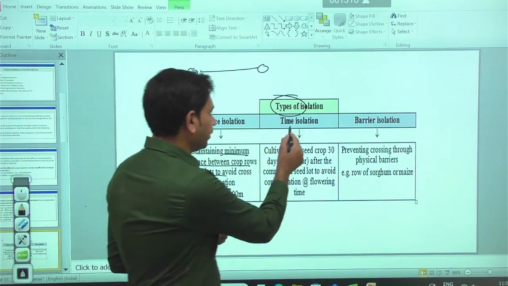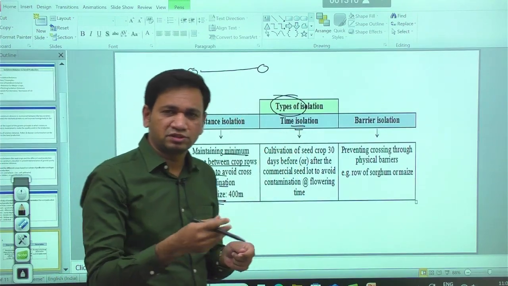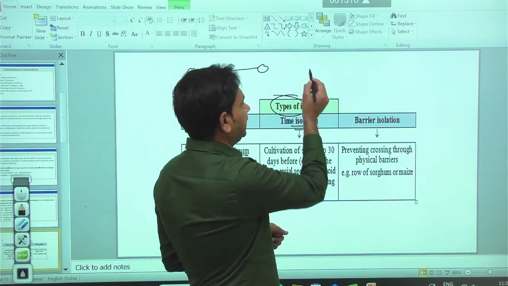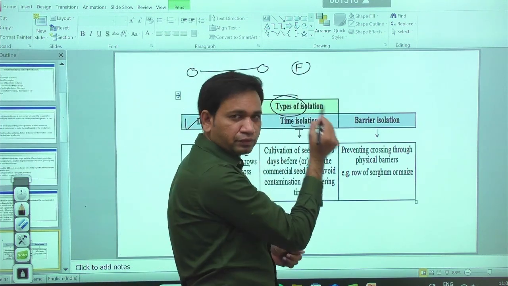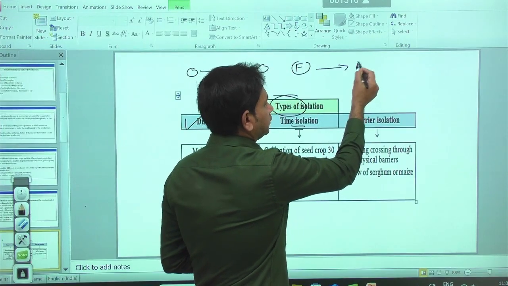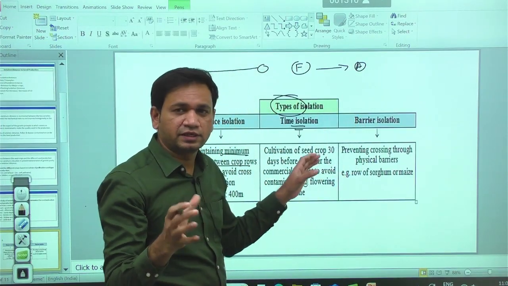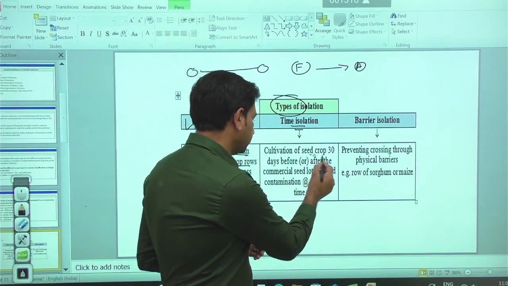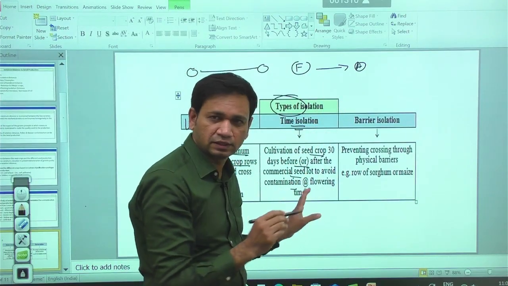Then we have the time isolation. Time isolation is the staggered sowing time, right? So for example, you are planting one variety in the month of February, and another variety will be planted in the month of April. So the minimum staggered differential planting time is required. In that case, we can minimize the contamination at the time of flowering.